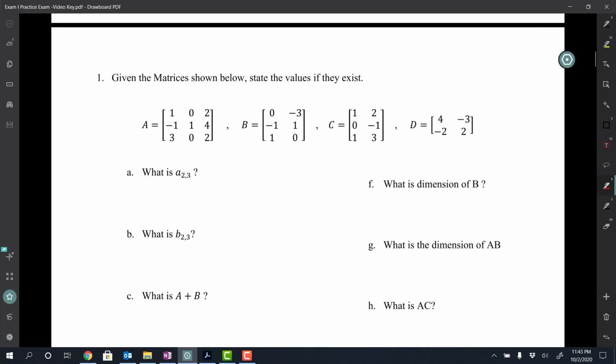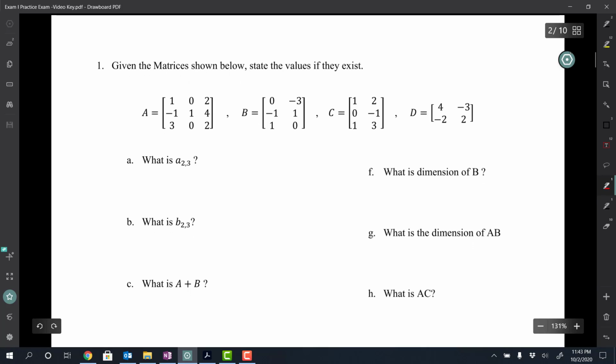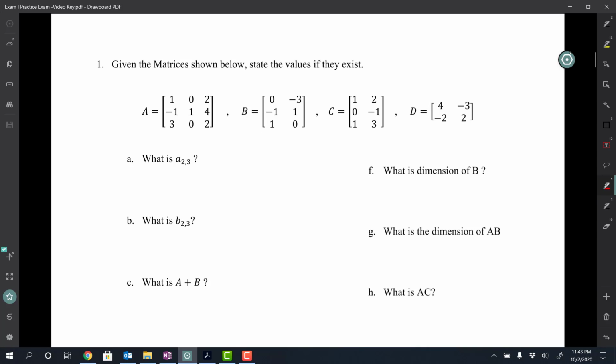So we'll start with question number 1. Given the matrices shown below, state the values if they exist. Now, part A says what is the value in the 2, 3 position of A. So here we go, second row, third column. We'll have this value right here. So this will be 4. So remember that it is rows and columns.